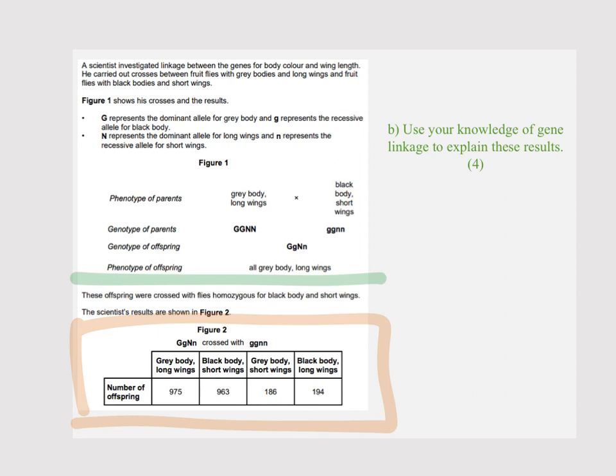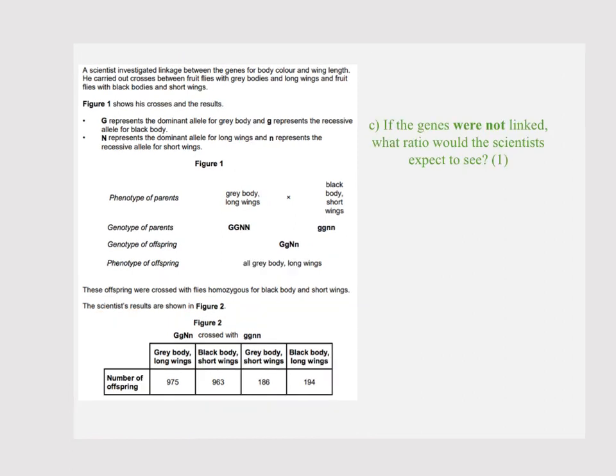Use your knowledge of gene linkage to explain these results. So you're going to need to look at the offspring, you're going to need to look at the parental phenotypes, the recombinant phenotypes, and think about what you would expect using what you've learned today. So pause, play again when you're ready. It's 4 marks, it should take you about 6 or 7 minutes.